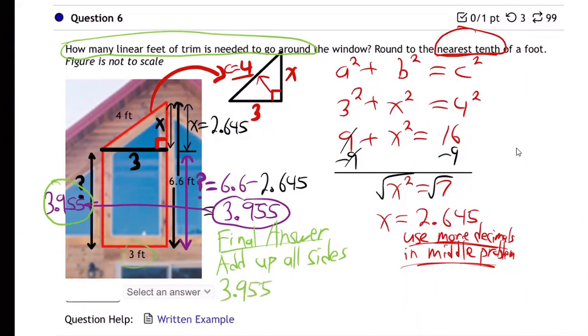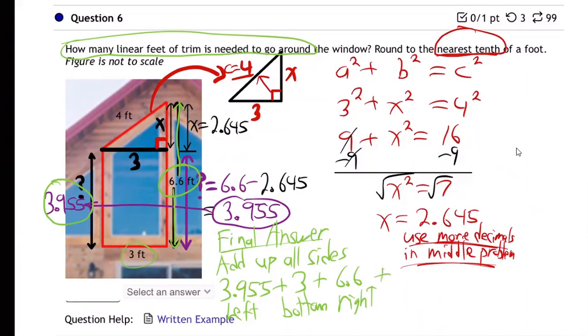3.955 plus the bottom. So this is the left plus the bottom, which is 3 in my case. Plus the right side, I'm just going to use 6.6. That covers the whole right side, doesn't it? You might say, well, yeah, but you broke it up. Yeah, I just did that to help me find the left. But I'm just going to use 6.6. That covers the entire right side. See those arrows? That covers the entire right side.